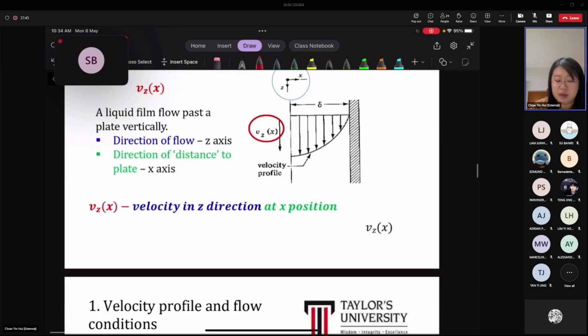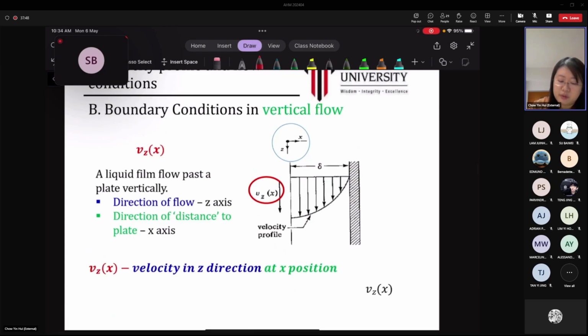Now, for the vertical plate, same thing for laminar flow. So when a liquid film flows past a plate vertically, the first thing you need to understand is the direction. When we talk about a plate, it means we are dealing with the Cartesian coordinates, which involve x, y, and z. Usually we denote whether the fluid is flowing down or up as the z direction. So in this case here.